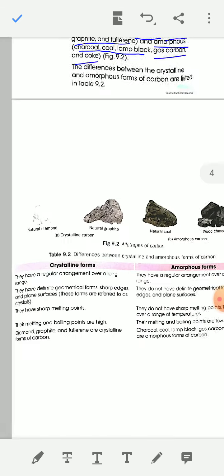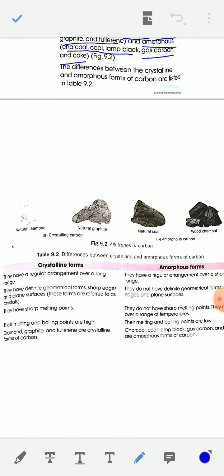Here are pictures of diamond, natural graphite, natural coal, wood, and charcoal. Natural diamond and natural graphite are crystalline carbon, and natural coal, wood, and charcoal are amorphous carbon. Here the difference between crystalline form and amorphous form is given.